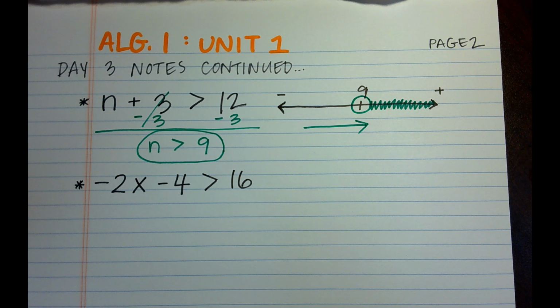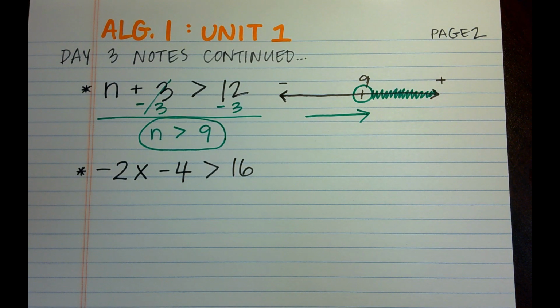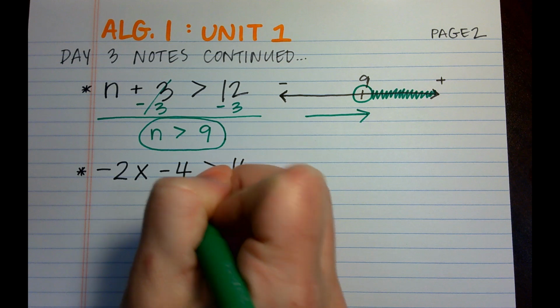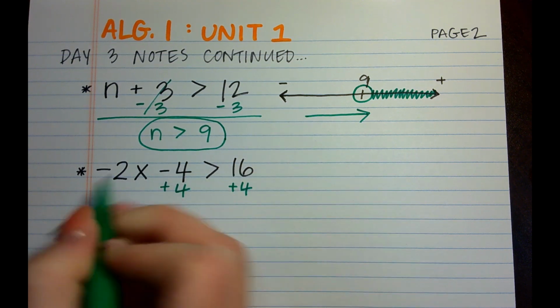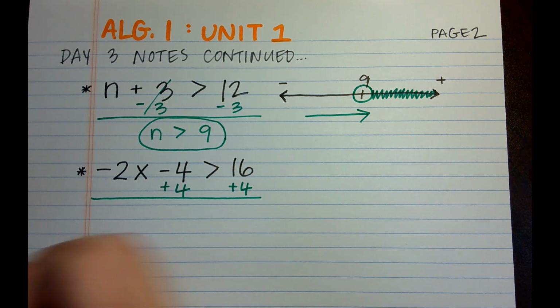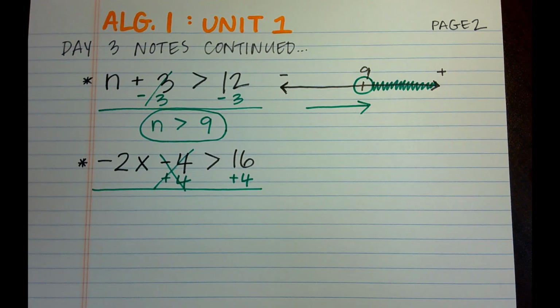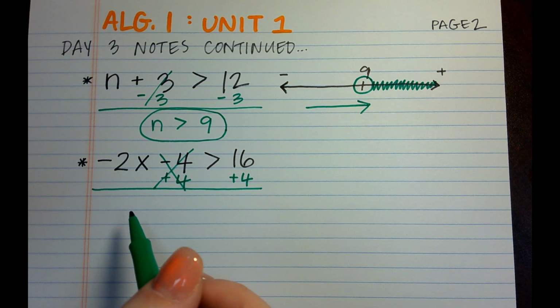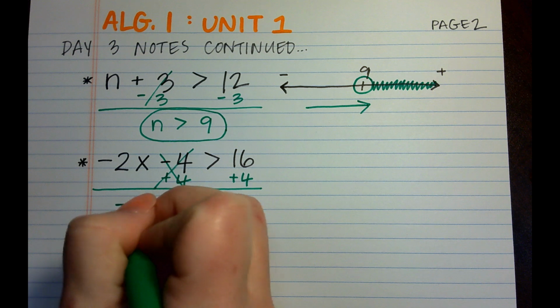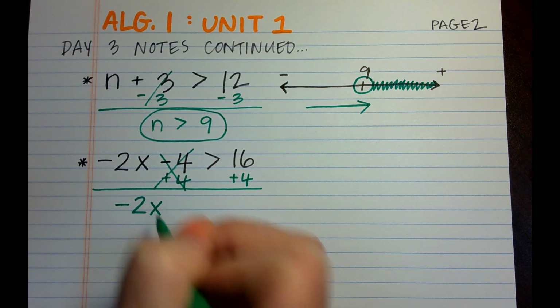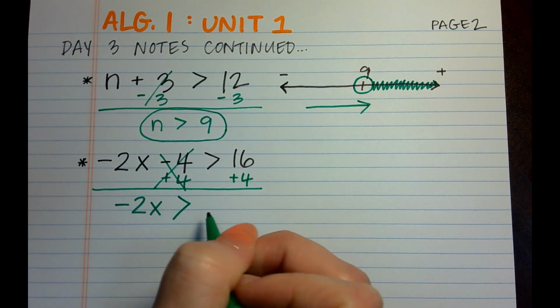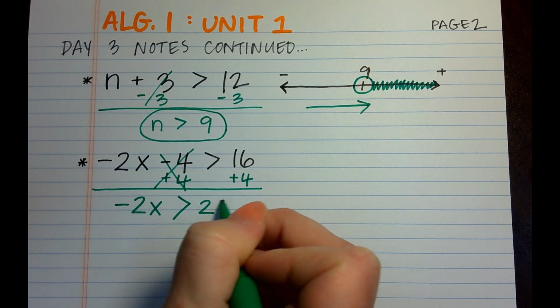So, let's start by assuming we know how to do this. How are we going to start solving this? What can we do first? Add 4. Let's add 4. Yeah, add 4 to both sides. Okay, my 4s will cancel. And what happens next? Bring everything down. I still have negative 2x greater than 20.